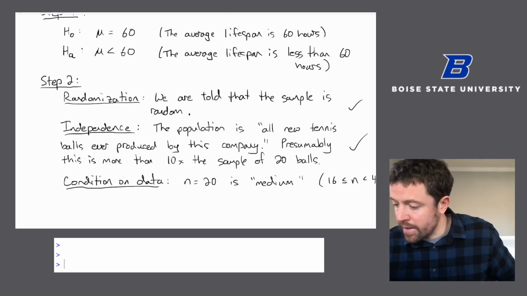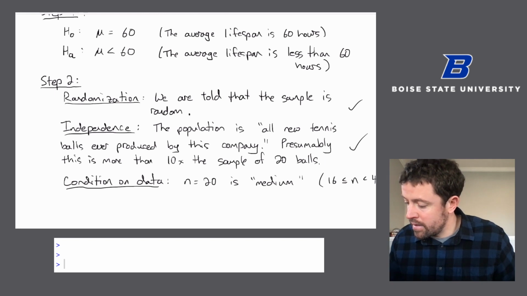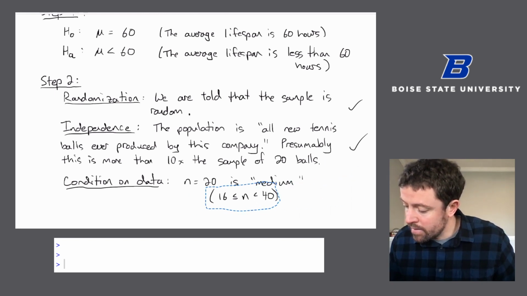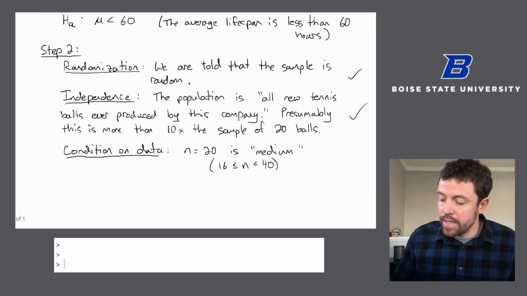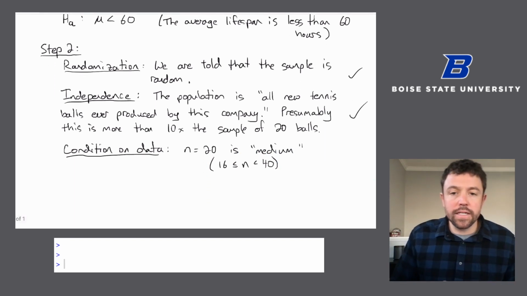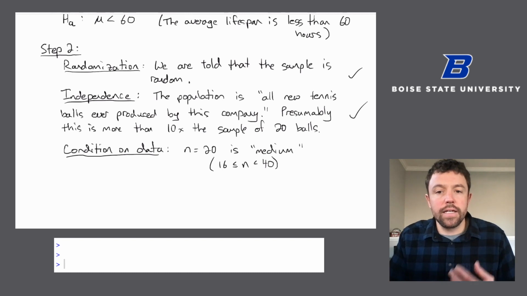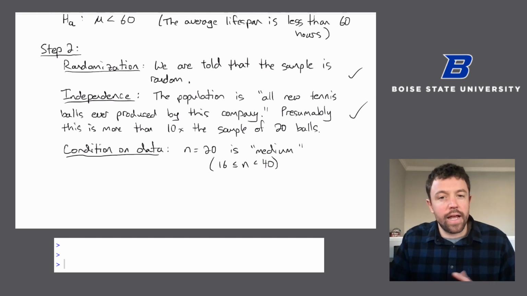And I see that you can't really see this here, so let's just move that. So our sample size is medium. And for my condition on data, since it's a medium sample, I need to confirm that there are no outliers and that at most there is slight skew.